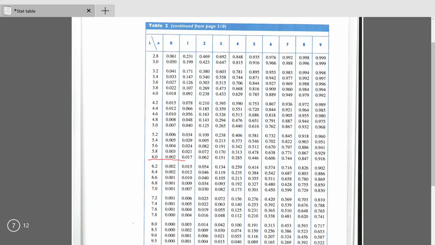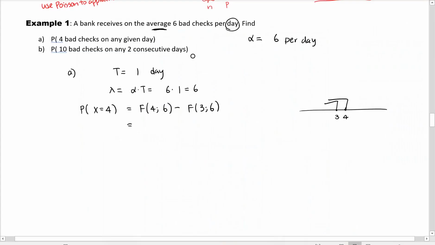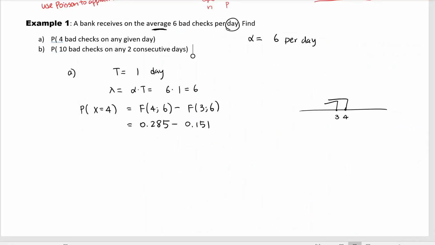Lambda is 6. So we're here. And then we have 4, right? 4 is 0.285 minus 0.151. Okay? So 0.285 minus 0.151. So plug this in your calculator. What do you get? So the answer is 0.134. Okay, so that's part A.